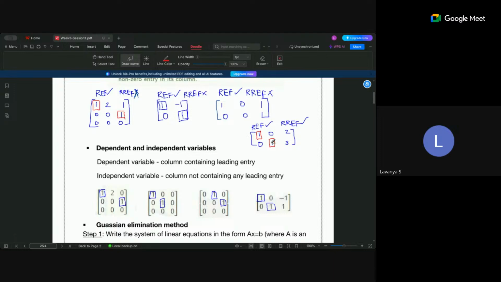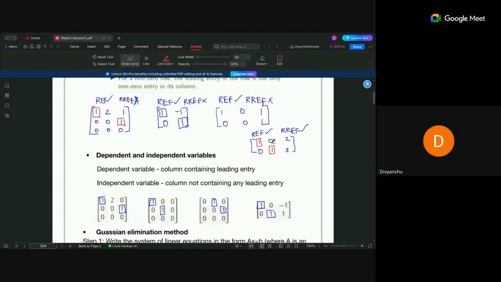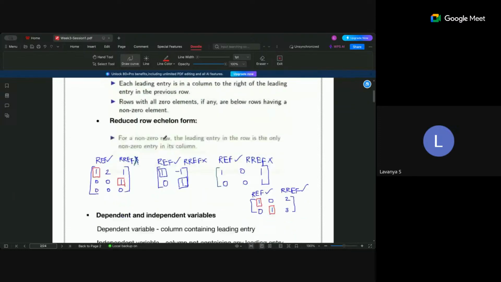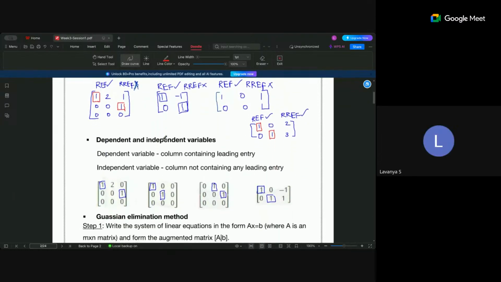So, ma'am, it's true that every RREF matrix is also REF? Yes, because an RREF matrix includes the conditions of REF. Okay, fine.